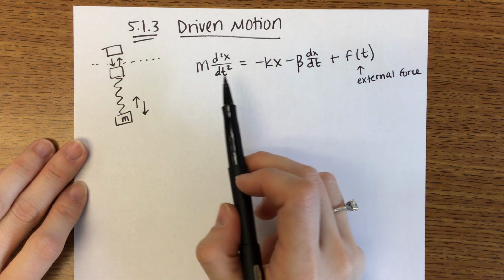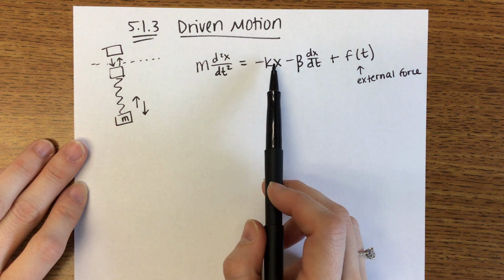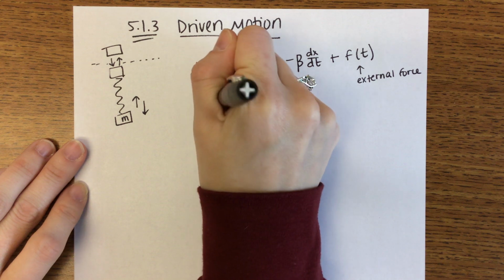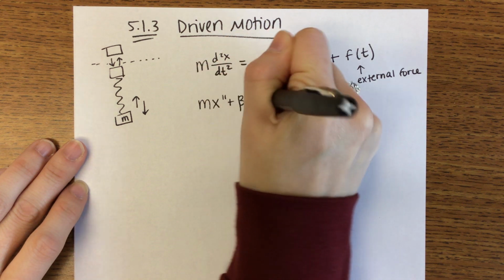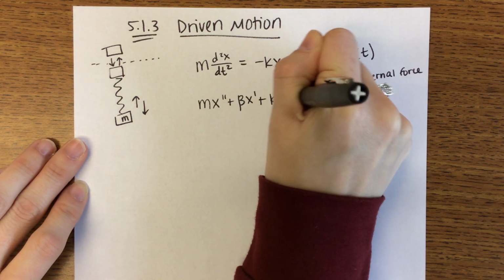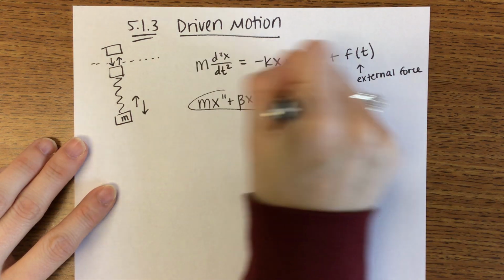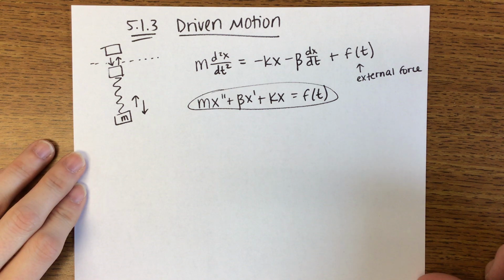Okay, so generally what you're going to do is put it in standard form. I'm going to move these two over to one side. So I get m times x double prime plus beta times x prime plus kx is equal to f of t. This is where I would suggest that you start every time.